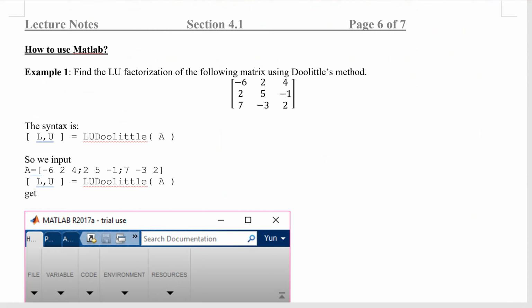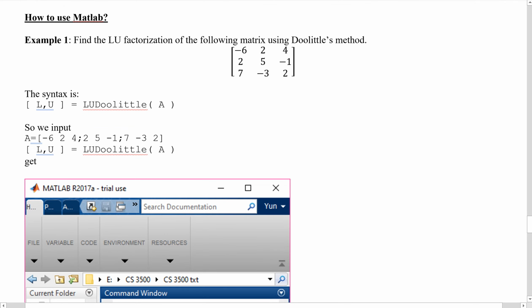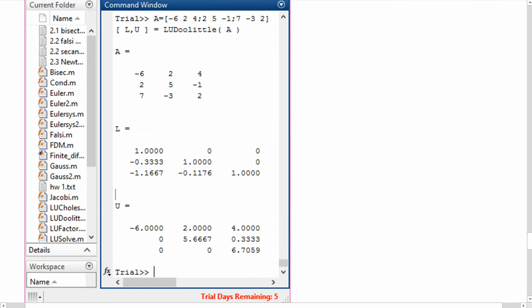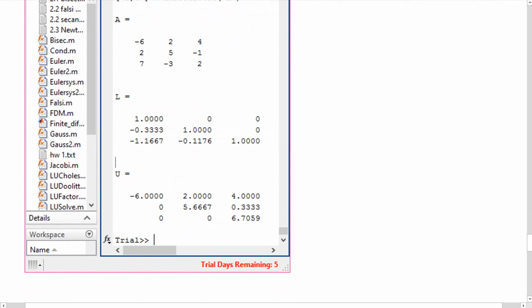Next, MATLAB time. Okay, example 1. Find the LU factorization of the following matrix using Doolittle's method. So the syntax for Doolittle's method is brackets L comma U equals LU Doolittle of A. So we can input the matrix and then we can do LU Doolittle of A. Then this is what you see from MATLAB. Okay? So you get matrix A and the L and the U. So far so good, everybody?